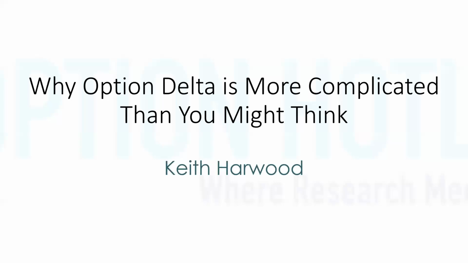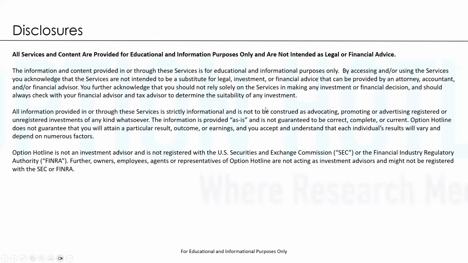So a lot of people use the option delta as a basis for their trading, and you may be surprised to learn that oftentimes that option delta can change significantly, not just from a change in the underlying price, but also from some of the other inputs into the option model. So with that in mind, let's first talk about the disclosures.